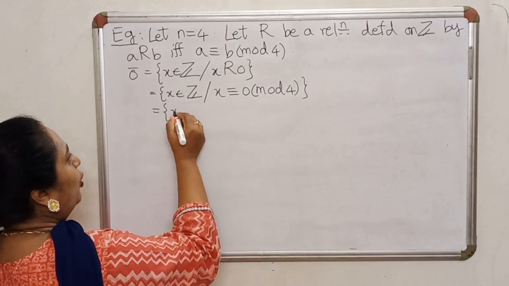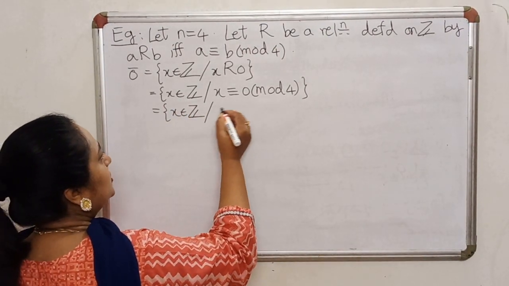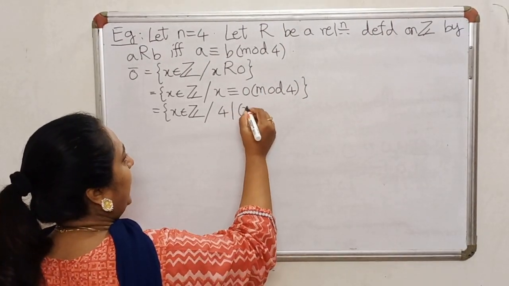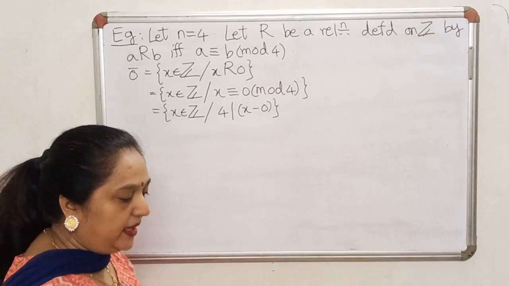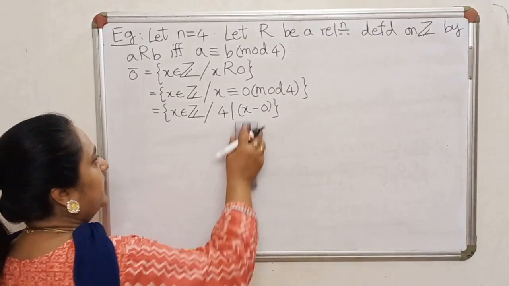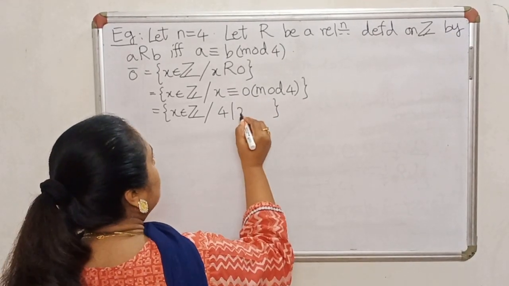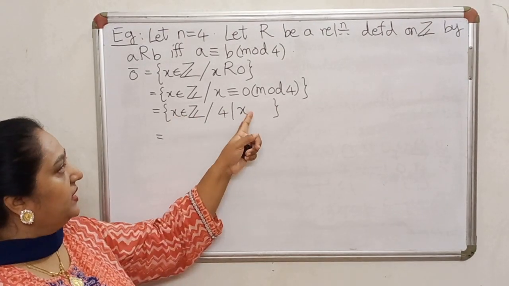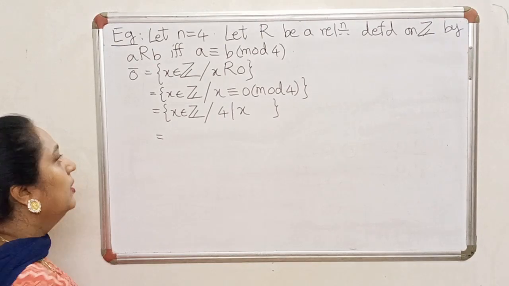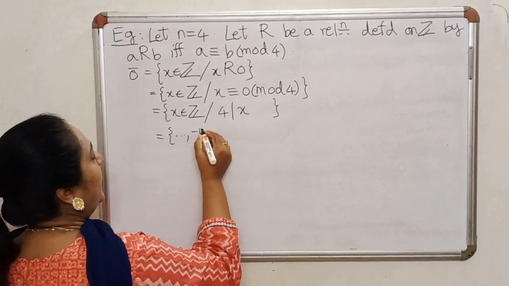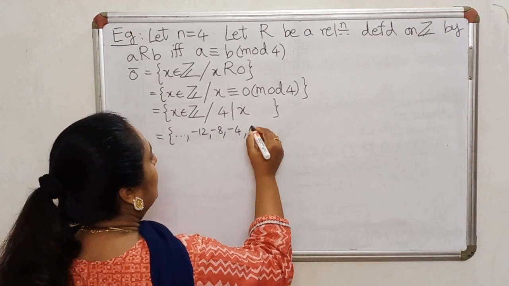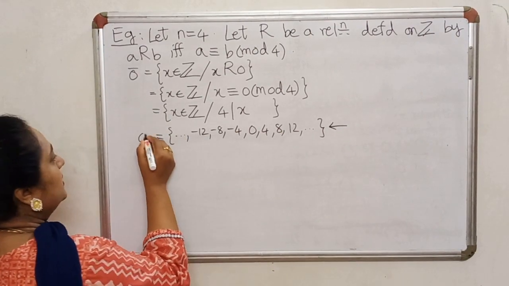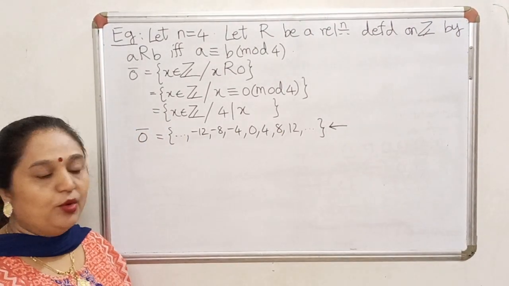Let me simplify some more. Use the definition of congruence modulo. The number inside the bracket should divide the left hand side minus the right hand side. Now X minus 0 is precisely X. So 4 should divide X. Now let's list all the integers. I need to find out which are the integers that are divisible by 4. I'll list a few of them. I have minus 12, minus 8, minus 4, 0, 4, 8, 12, and so on. So this is the equivalence class of 0.